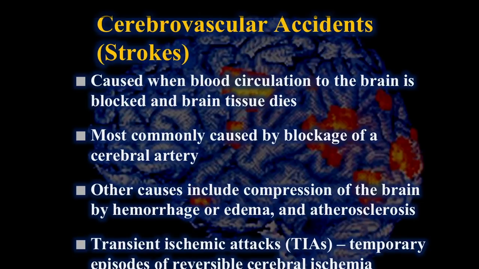All right, strokes. We just said this, but it's caused when the blood circulation to the brain is blocked, and then that brain tissue dies. We said it can only last about 4 minutes without having blood supply. So anything longer than that, we will kill brain tissue. Most commonly, it's caused by a blockage in an artery. One of the cerebral arteries cuts off blood supply, not enough oxygen, not enough glucose, and the brain tissue will die.